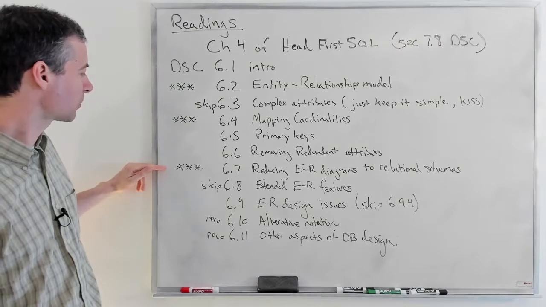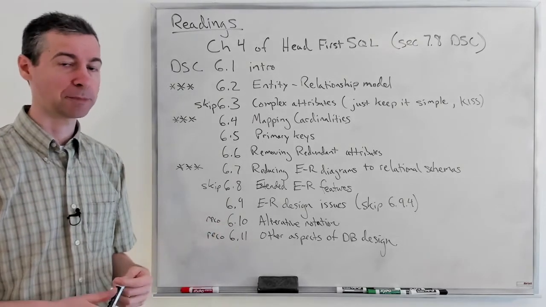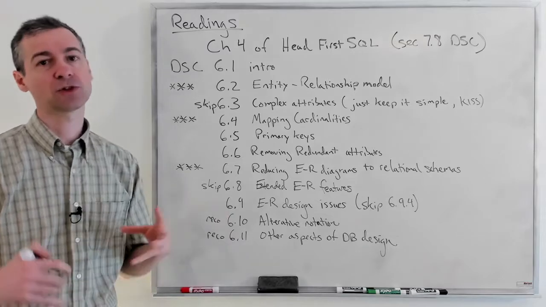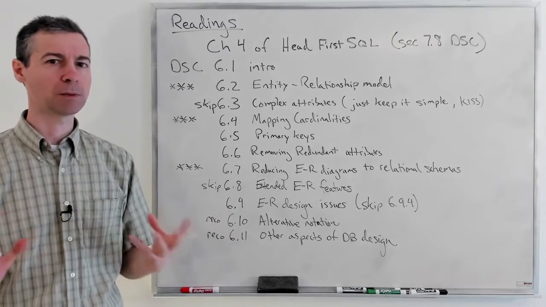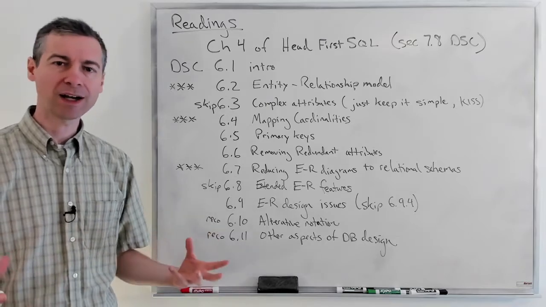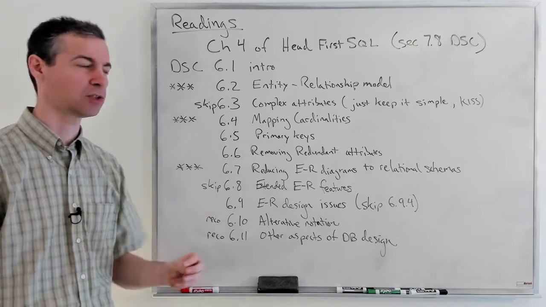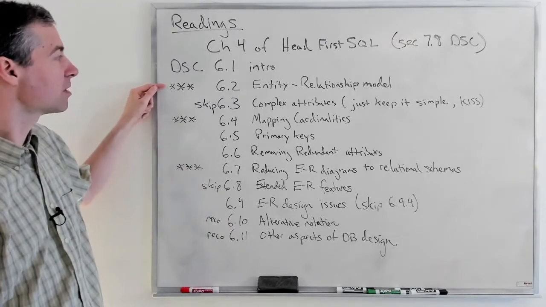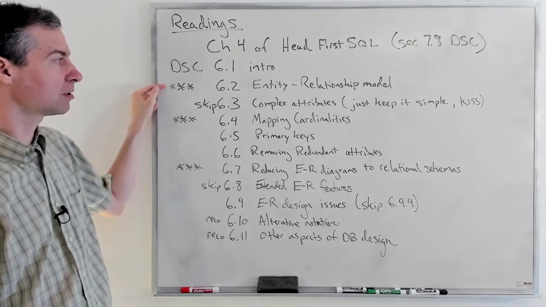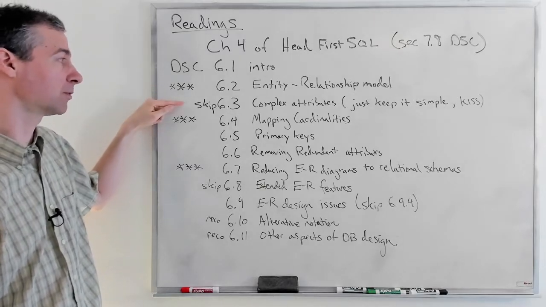These parts with the 3 stars are really the critical parts of Chapter 6. So if you're trying to trim your amount of effort or time, or trying to know what you really need to pay attention to, it's section 6.2, Entity Relationship Model. Feel free to totally skip over 6.3.